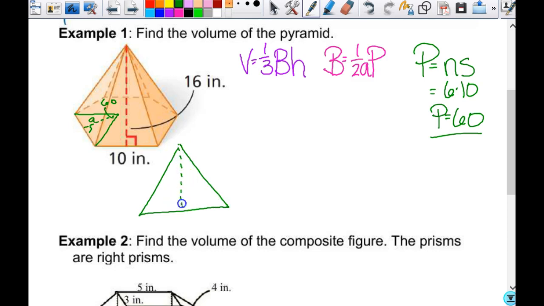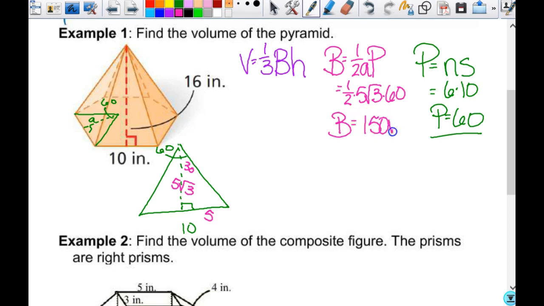And when it's a hexagon especially, this should be getting easier and easier for you. This is why I've made you do it over and over again, because I know it's going to keep coming up. I know that this angle is 30. What's this length right here? 5. So my apothem is 5 square root of 3. So now I can substitute this in, and I get 1/2 times 5 square root of 3 times the perimeter, which is 60. So that means big B is what? Good. 150 square root of 3.